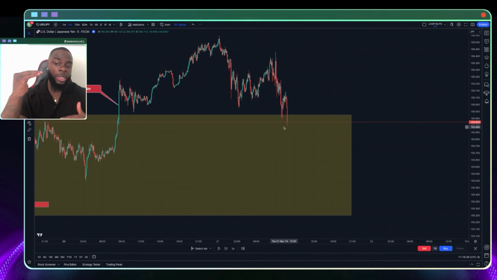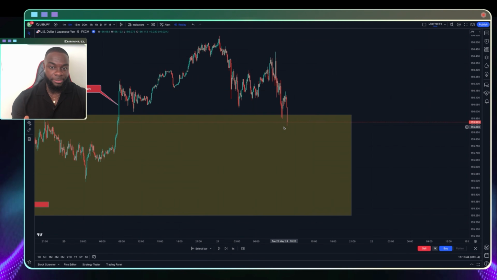The next thing is your stop loss. I personally do a stop loss of 30 pips or 35, within the 35 range. I'm not looking for anything crazy. I am just looking for that stop loss.